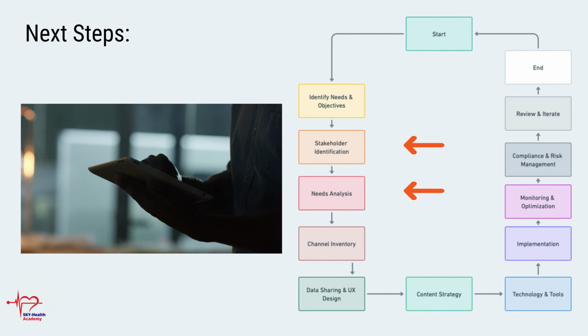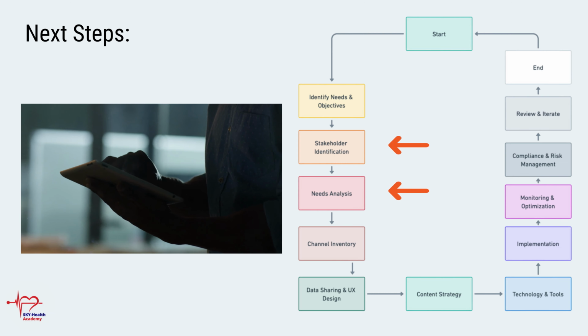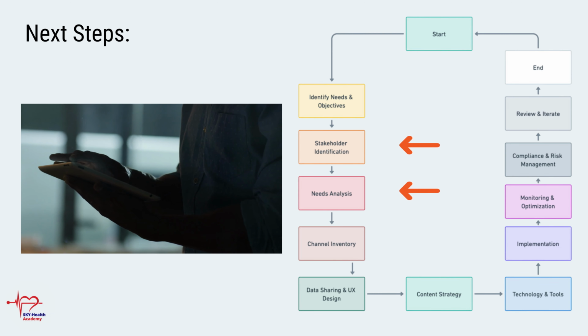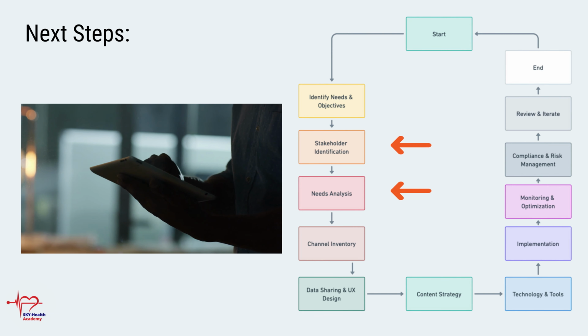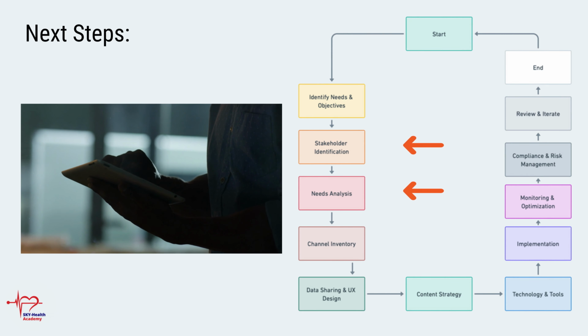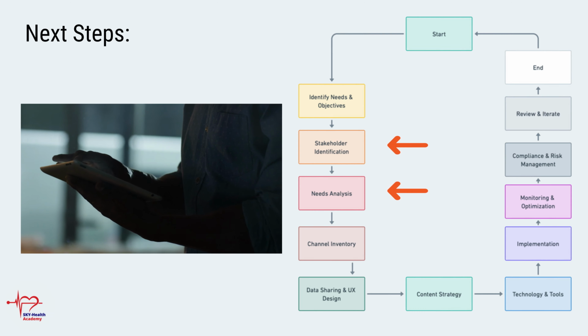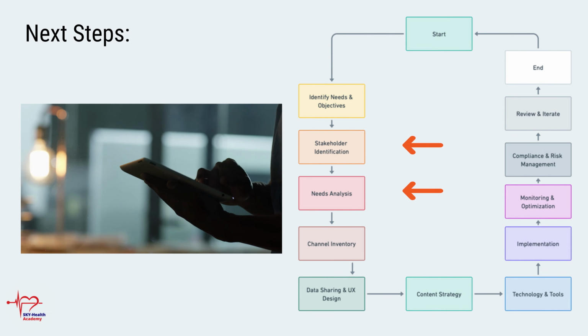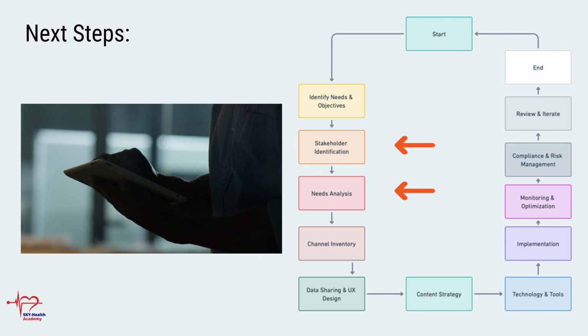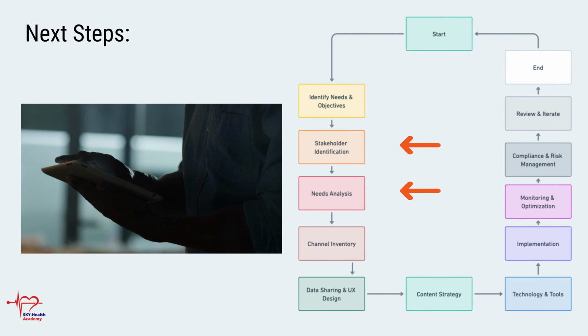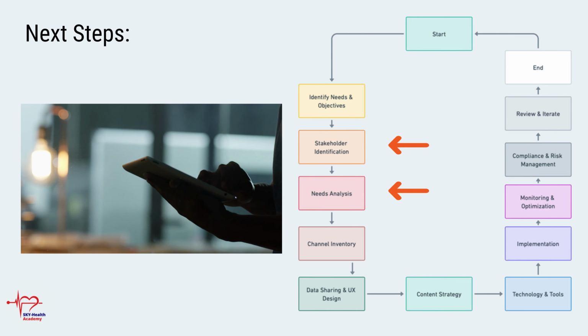Let's go back to this chart to see where we are now. We have discussed in this episode the stakeholder identification and the needs analysis, and included in the needs analysis the segmentation strategy and how to align with cross-functional teams and specifically the marketing team.